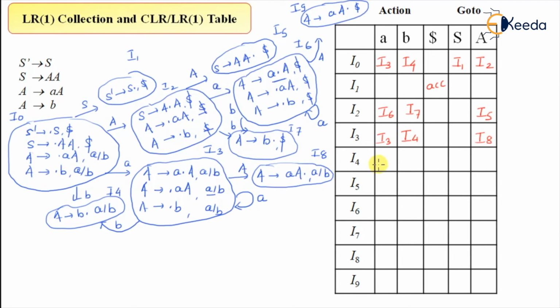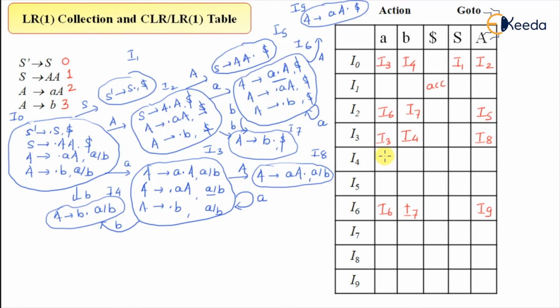I4 is a reduce state, I5 is a reduce state. I6 on input capital A goes to state I9, on input small a it loops, on input B it goes to I7. So there are three inputs. I7 is a reduce state, I8 is a reduce state, I9 is a reduce state. So let's come back to this reduction. Let's number the productions: this is 0, this is 1, this is 2, this is 3.